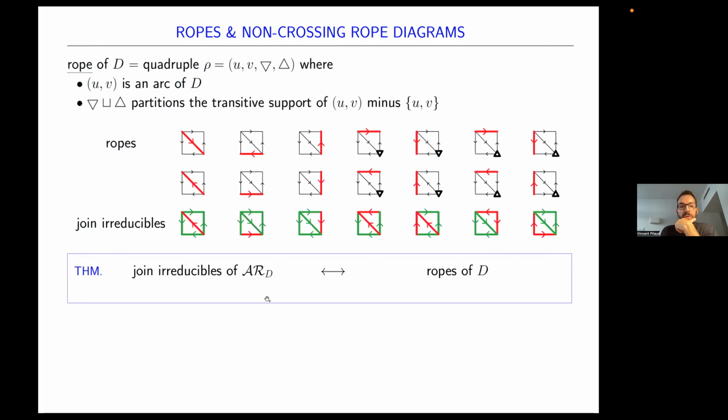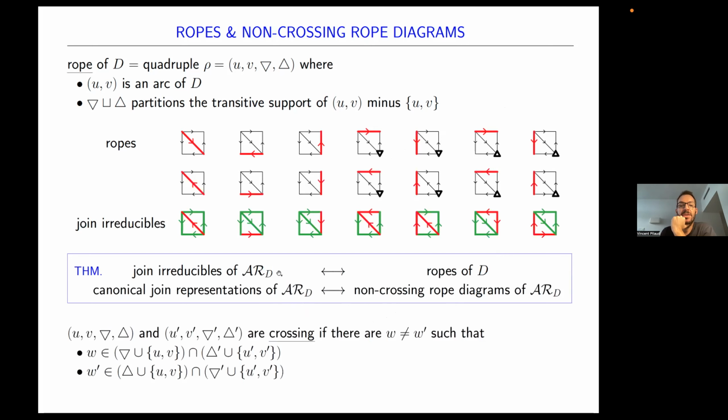Okay, and it turns out that these ropes are in bijection with join irreducibles. This is a picture, it's not that important to understand the bijection. It's exactly the same as before. The arcs were in bijection with join irreducibles of the weak order. And the canonical join representations in this acyclic reorientation lattice are in bijection with non-crossing rope diagrams. The crossing condition is a bit technical here, but it's the same condition as on the line for the weak order. We are supposed not to cross and not to have the same left-hand point and the same right-hand point. And you can write it in this way.